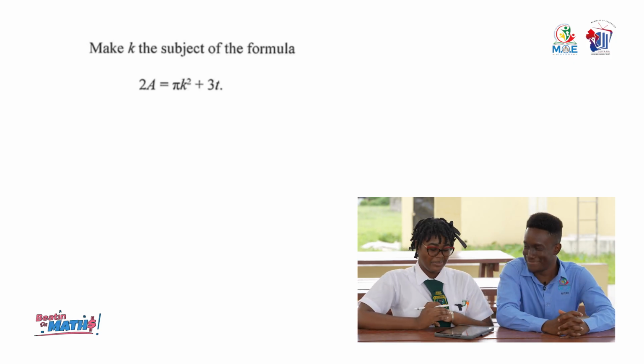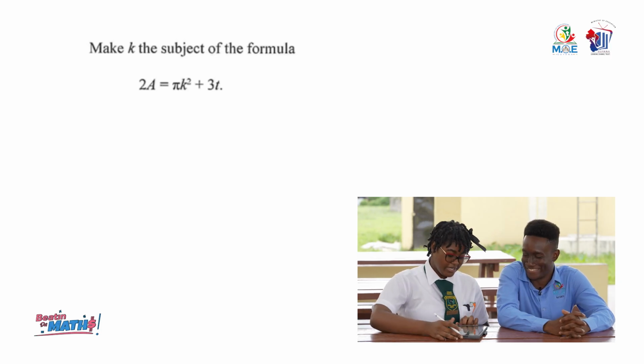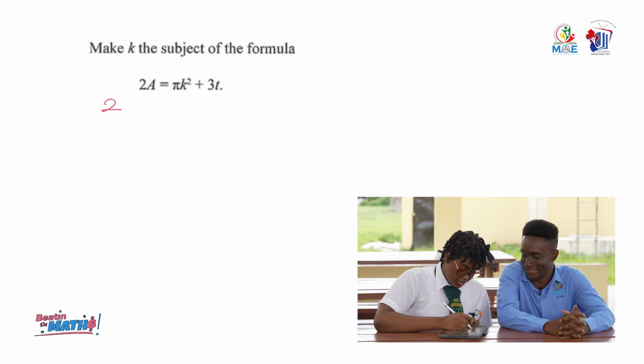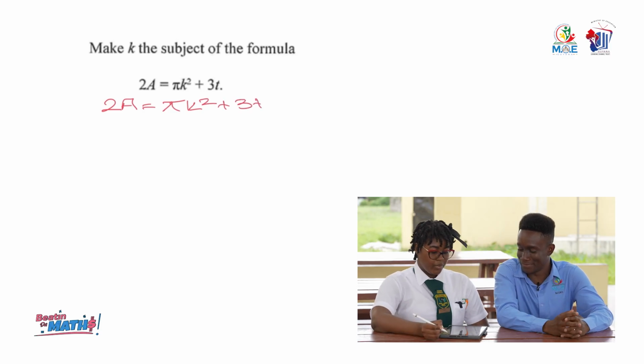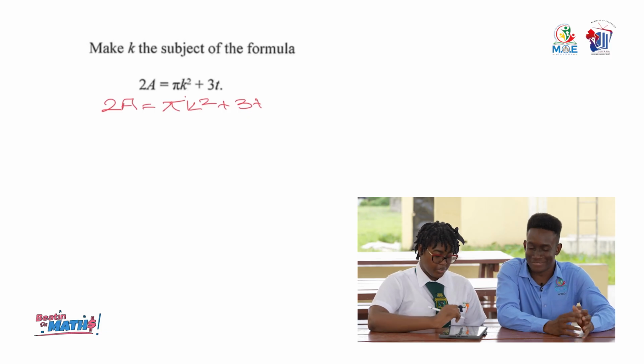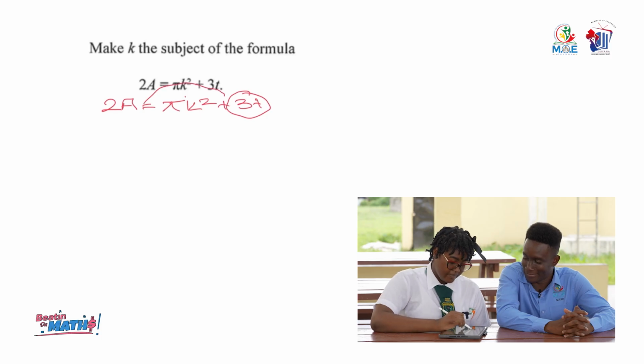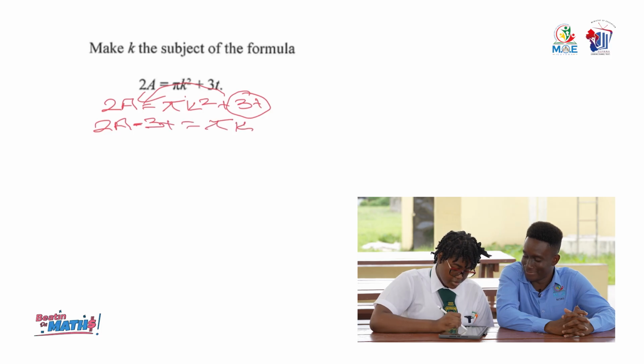Okay. Hi guys. So first of all, I'm very nervous, so when I write my numbers it's just going to be all over the place, but I'll try. So first things first, I would rewrite the question: 2a equals pi k squared plus 3t. Remember, we want to get k alone, right? The thing that is governing this equation right now is the 3t. So we're going to carry it over the equal sign. So it's going to be 2a minus 3t is equal to pi k squared.